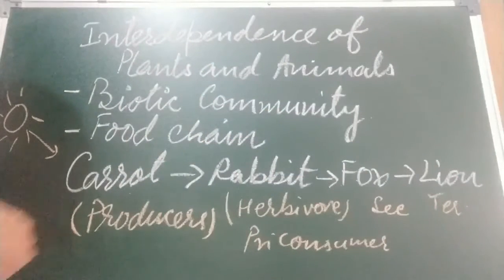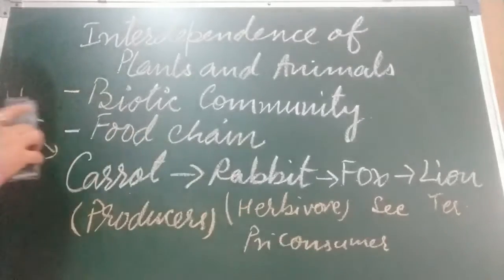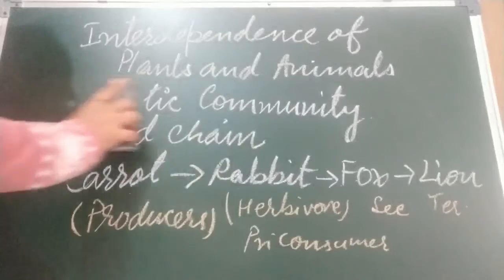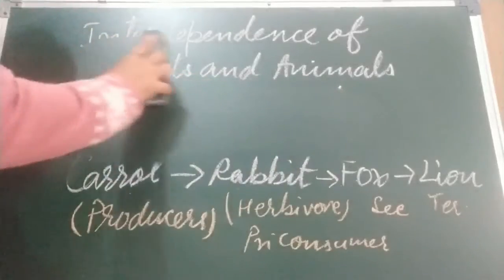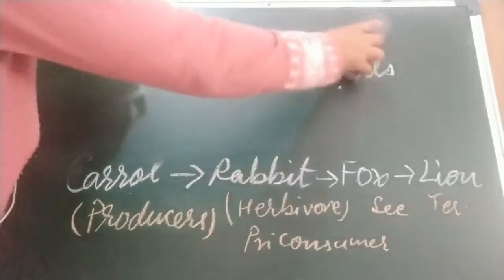So this is a food chain. As I told you, a food chain is a simple representation of energy flow in nature. Now we are coming to food web. There are many food chains going on and they are interconnected with each other, and we call that a food web.